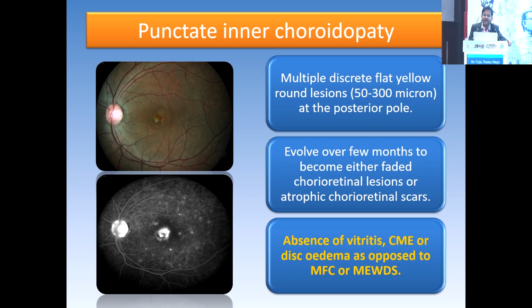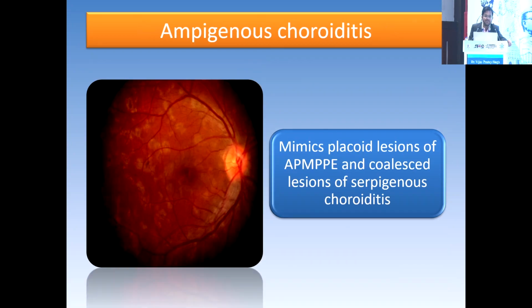But remember that vitritis, cystoid macular edema or disc edema is not seen in patients of PIC, as we see in patients of multifocal choroiditis or MEWDS. Ampiginous choroiditis mimics the placoid lesions of APMPPE and the active lesions of serpiginous choroiditis.